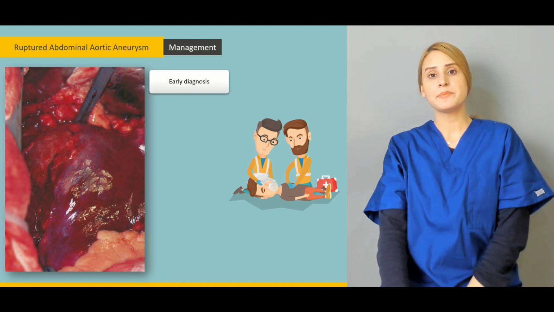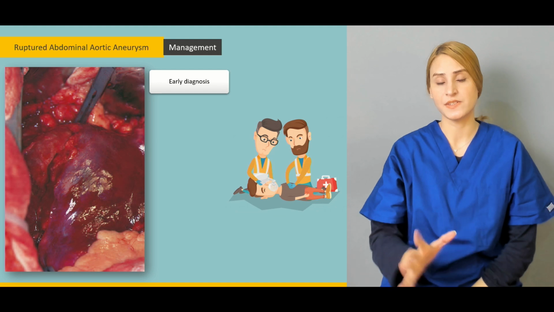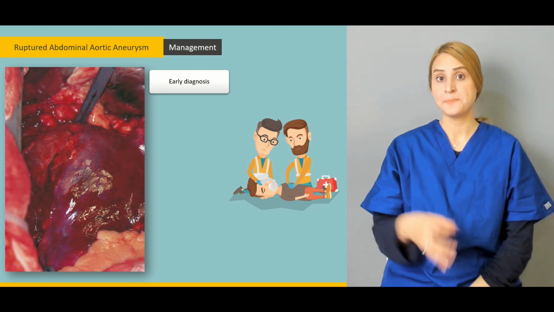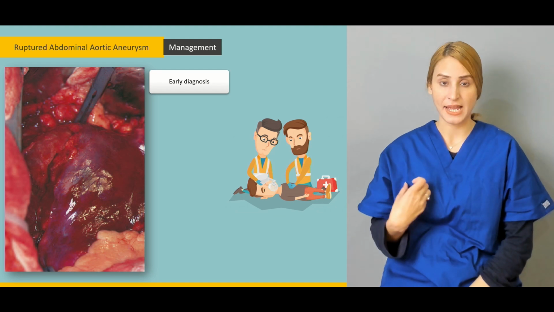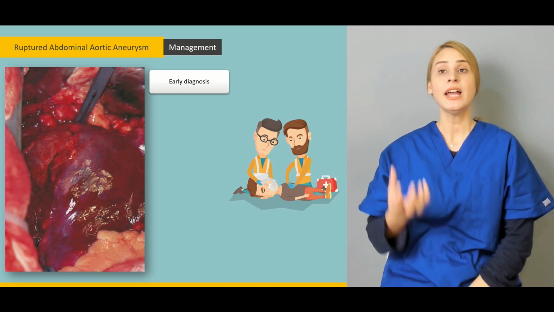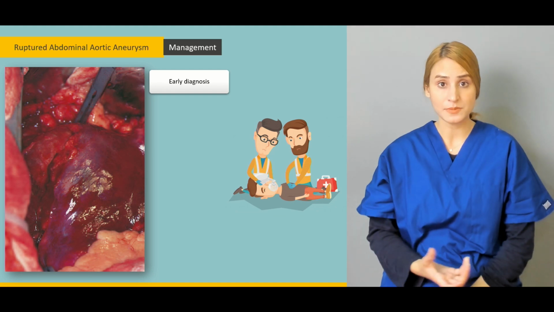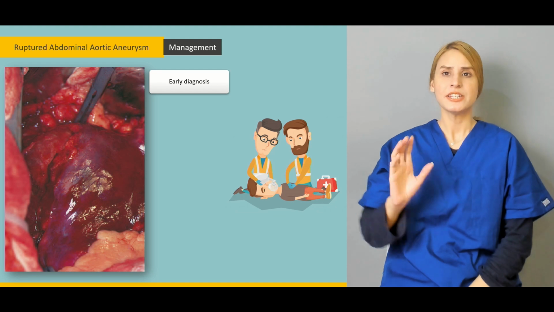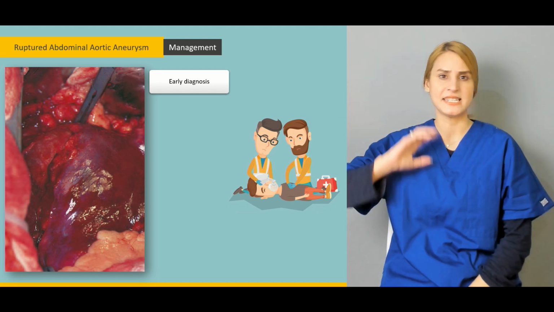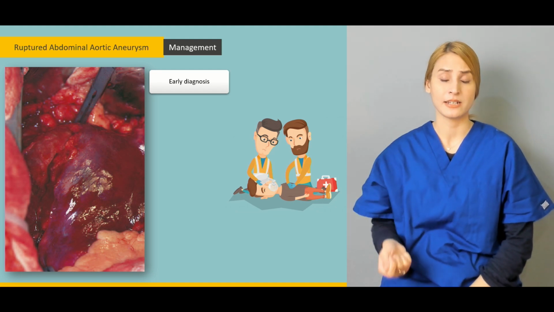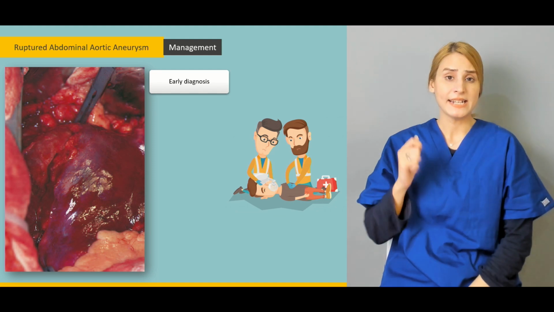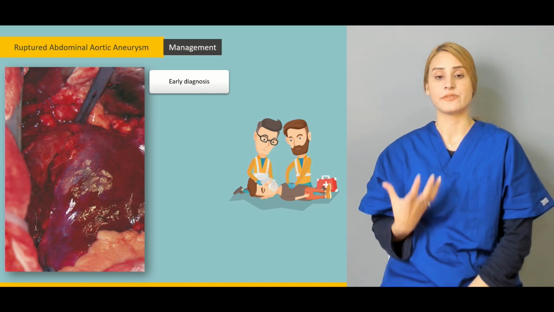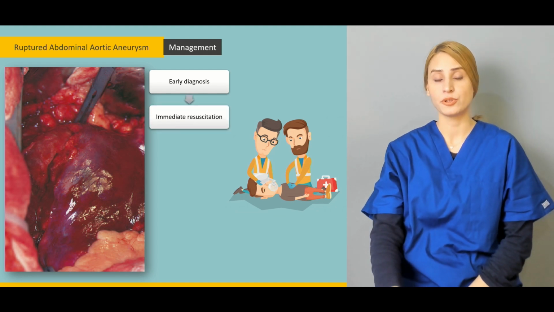So if we talk about the management, early diagnosis is the key. If the patient has a complaint of severe abdominal pain in the center or radiating to the back, and the patient is hypotensive, and there's a pulsatile abdominal mass, always and always, it's a clinical diagnosis. You don't have to wait for the CT and the MR and everything, but it's an emergency, so it's a clinical diagnosis. So early diagnosis is important.